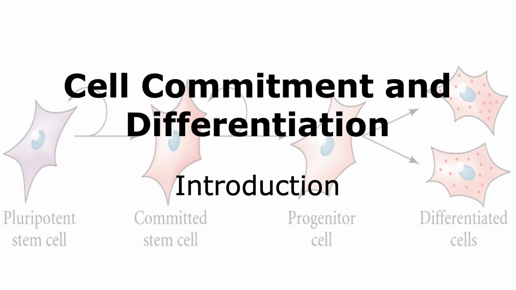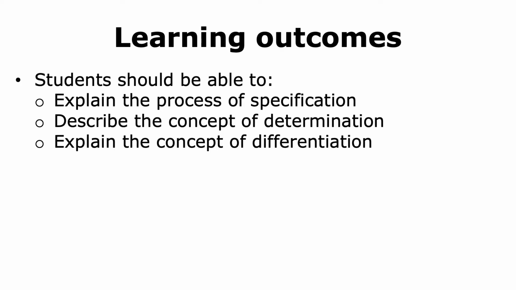Welcome to the Mechanisms of Developmental Patterning module. In this talk, we're going to look at the different steps by which the cell is able to finalize its fate in the organism. This includes the process of specification, determination, and differentiation.